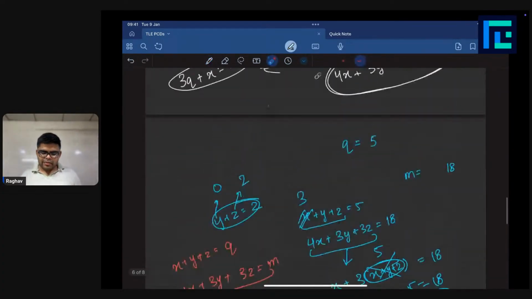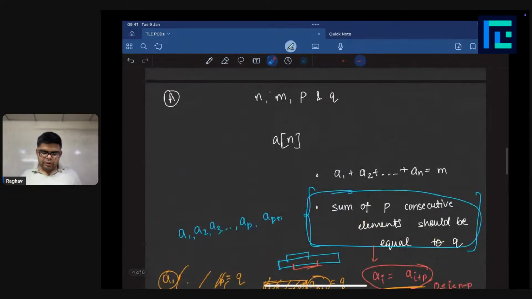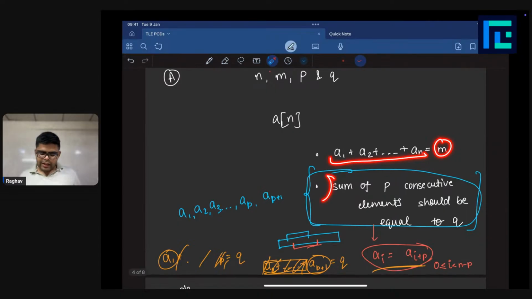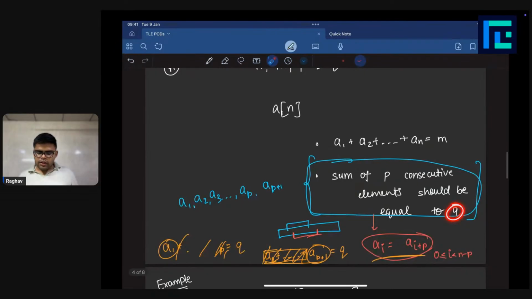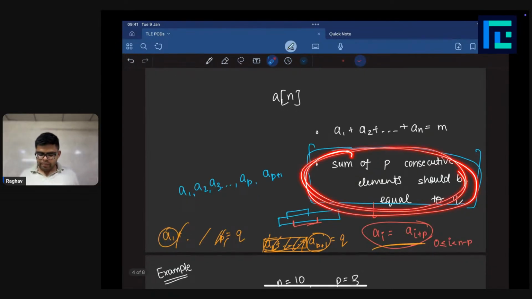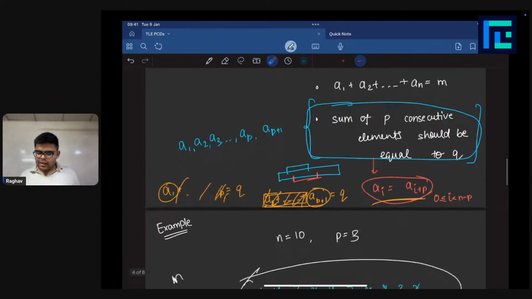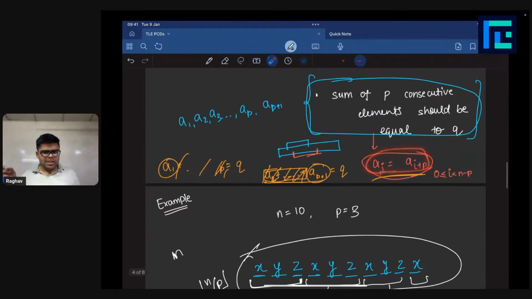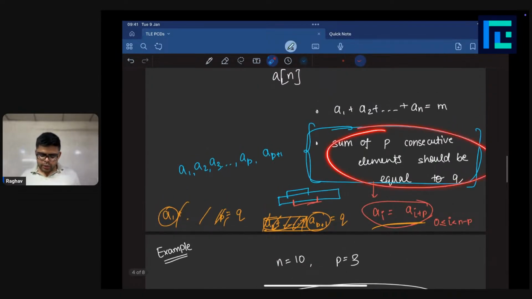Okay, so what I've discussed for this problem is, you were being given four variables n, m, p, and q. You had to tell if you can construct an array A of size n such that the sum of all of the elements is equal to m, and the sum of any p consecutive elements of the array would be equal to q. From this constraint, I told you that you can always conclude that a_i must be equal to a_(i+p). This thing must be true, otherwise you cannot have this constraint true.